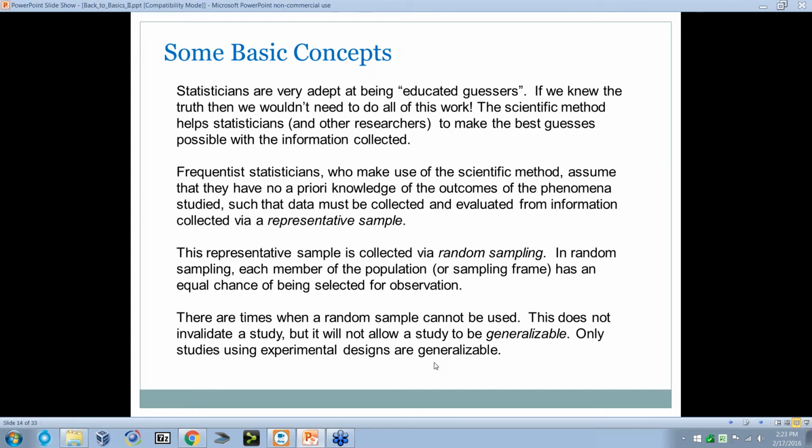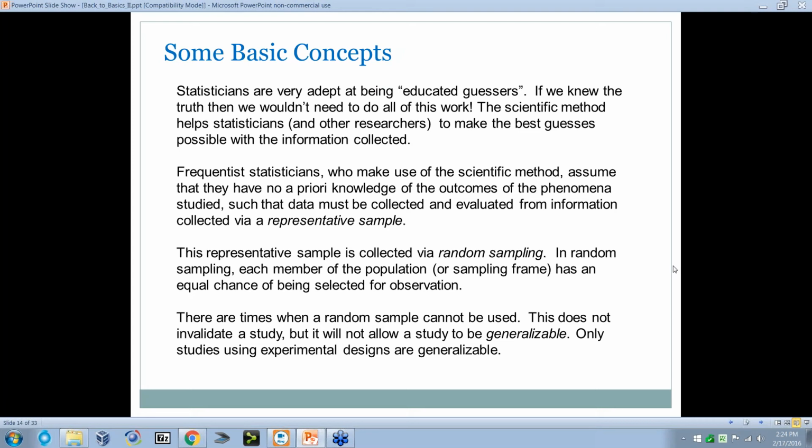Statisticians are very adept at being educated guessers. Anybody who's been coming to the webinars for a while, I always say we're just good guessers. If we knew the truth, you wouldn't need me, right? You wouldn't have to do all this work. The scientific method helps statisticians and other researchers make the best guesses possible with the information they collect. Frequentist statisticians, which is the type of statistics we're talking about in this series, make use of the scientific method.